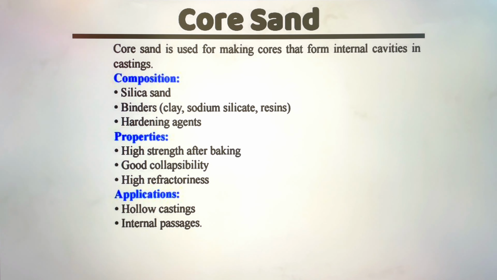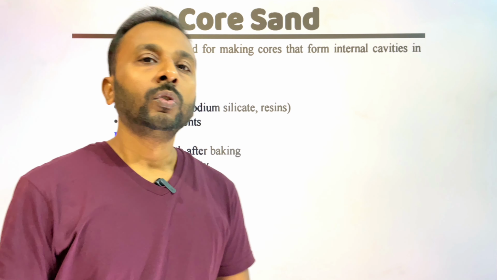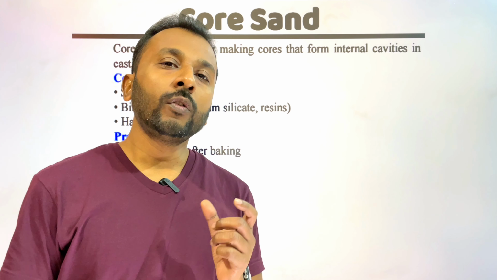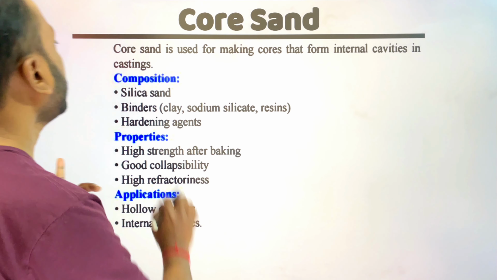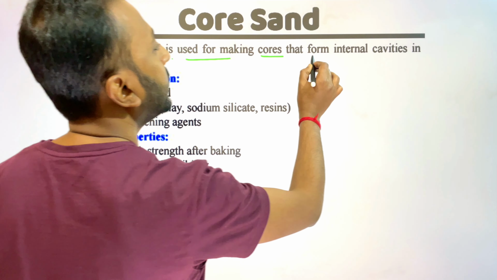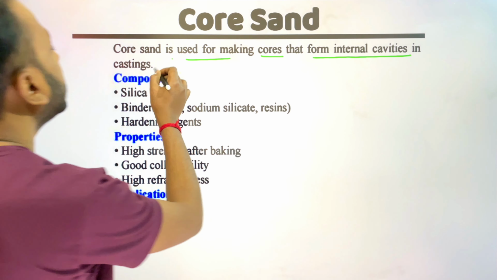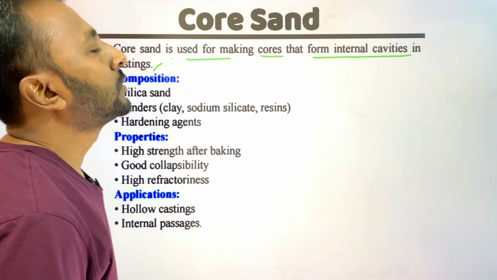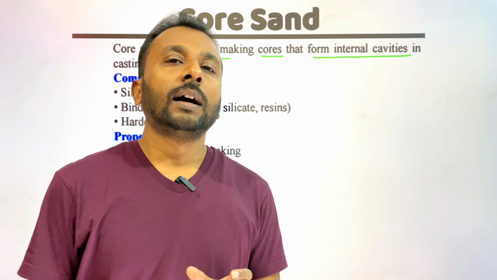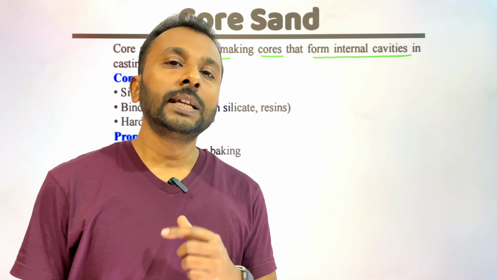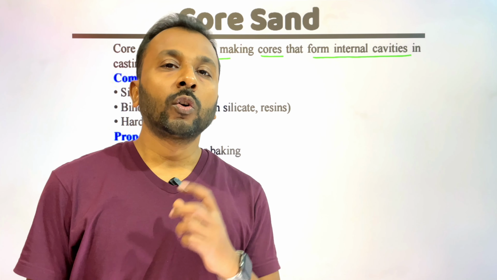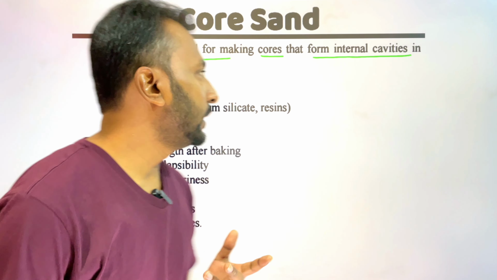The next is core sand. So we are creating cores using the molding sand. This is called core sand. So core sand is used for making cores that form internal cavities in castings. So what is a core? A core is a part of the casting process we use to create hollow surfaces or hollow portions inside the casting.